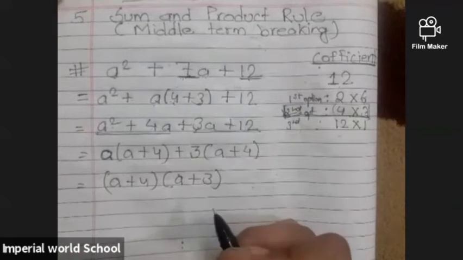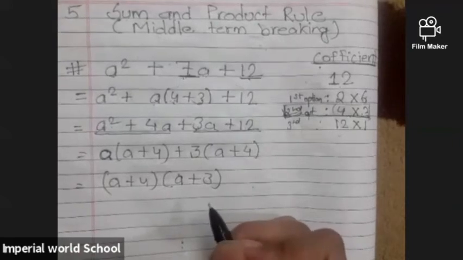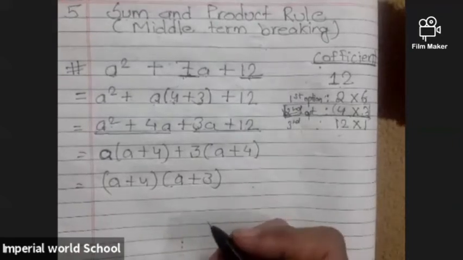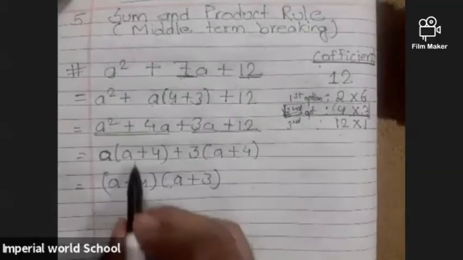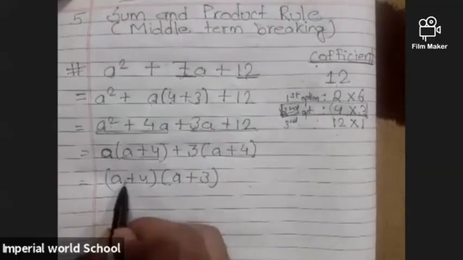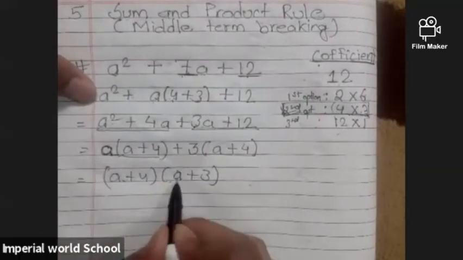So this is the process of how we do the sum and product rule of factorization. Now the next question. Okay, I am going to explain it again, a very nice question. You have a plus 4, a plus 3. a plus 4 is common, right? And what is left in the first part? A is left. What is left in the second part? A plus 3. Okay, sir. So that is one way. Can you do one more question?